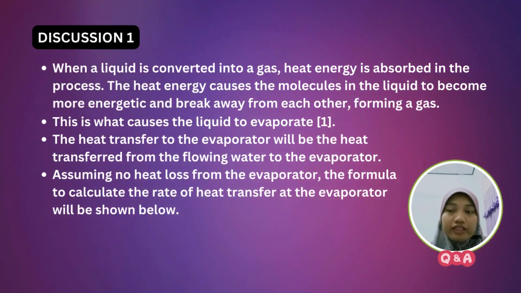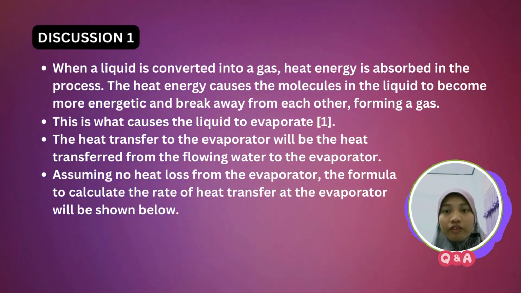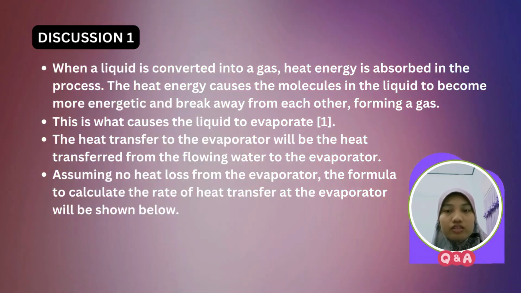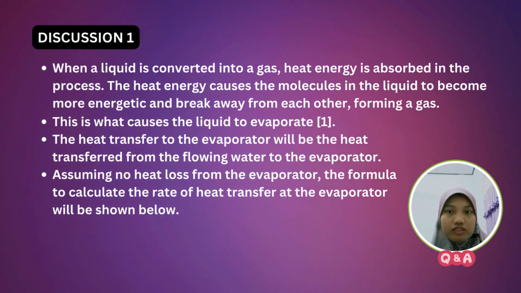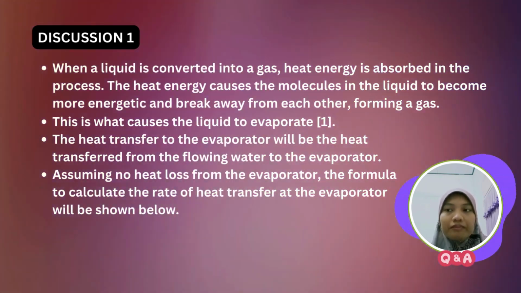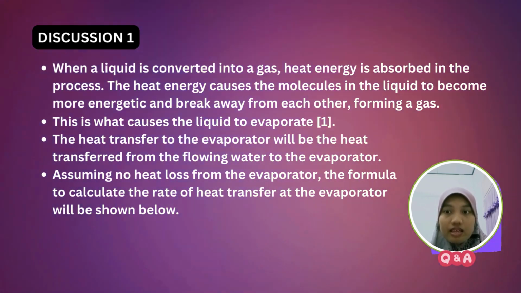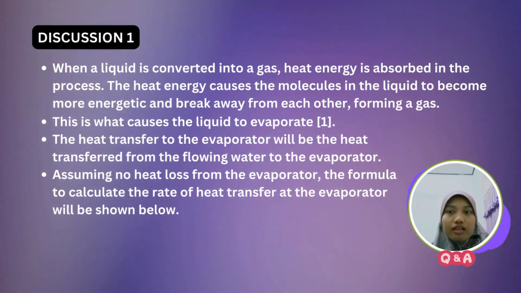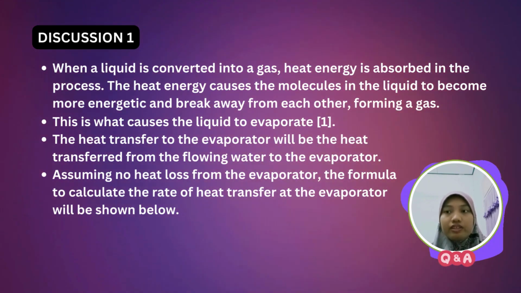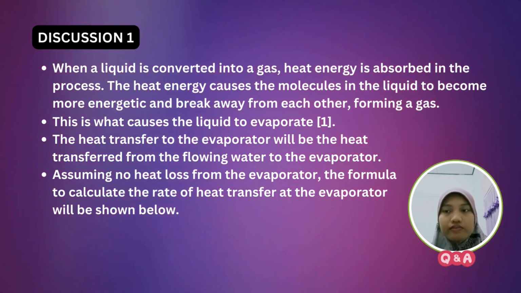Discussion 1. In evaporators, heat transfer occurs through the process of evaporation. This is when a liquid is converted into a gas, absorbing heat energy in the process. The heat energy causes the molecules in the liquid to become more energetic and break away from each other, forming a gas. This transfer of heat from liquid to gas is what causes the liquid to evaporate. The heat transfer to the evaporator will be the heat transferred from the flowing water to the evaporator. Assuming no heat loss from the evaporator, the formula to calculate the rate of heat transfer at the evaporator is shown below.